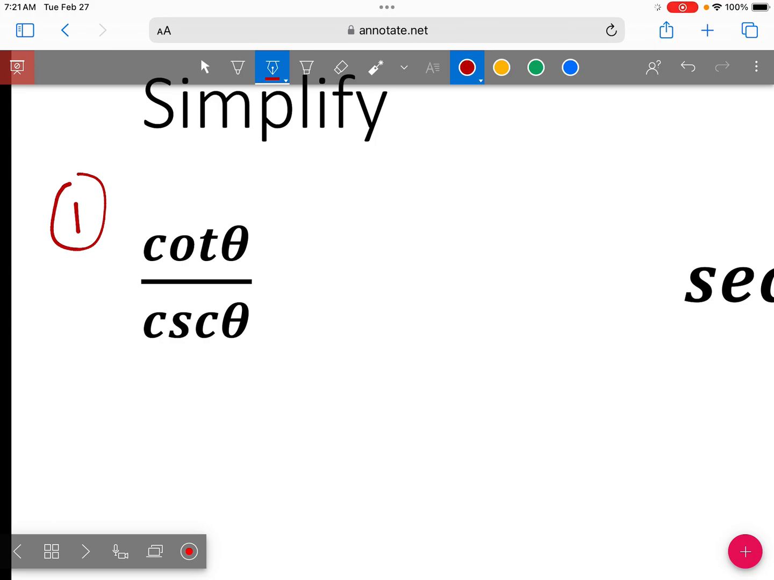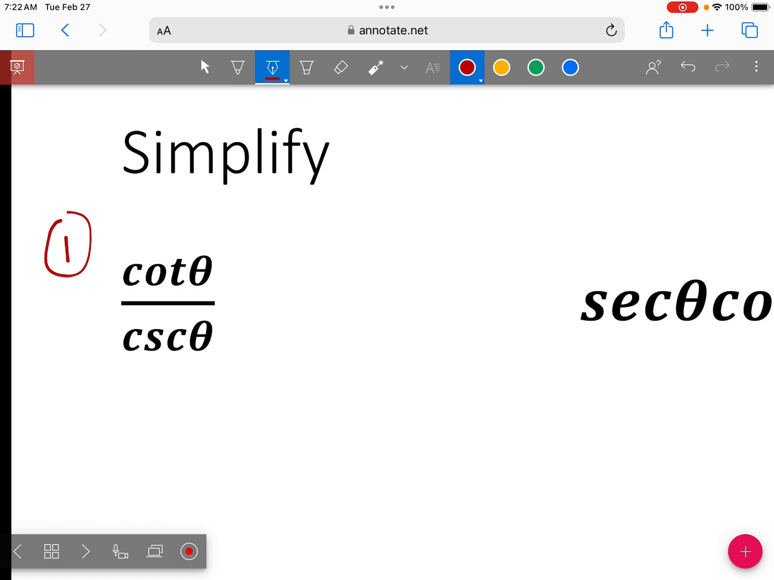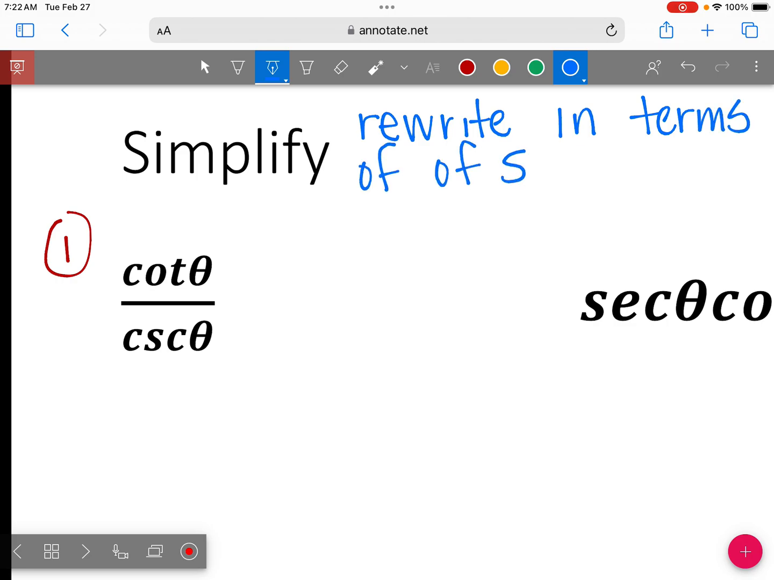Cotangent divided by cosecant. Now, one of the things I recommend you do in the beginning when you're learning how to simplify and verify is try to rewrite everything in terms of sine and cosine. That would be my recommendation, my little hint, as we start working through these puzzles.